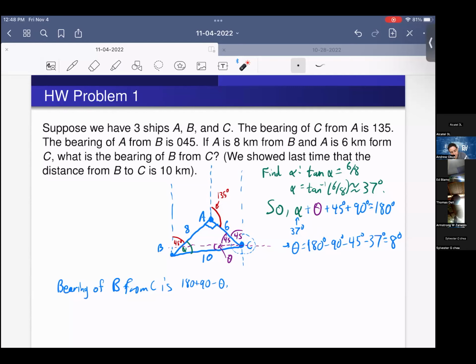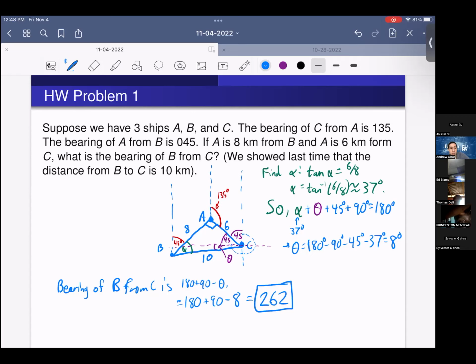Well, we already have an equation though, right? We already figured out that the bearing of B from C is 180 plus 90 minus theta. So we can just plug theta in right to here. We don't need to do anything more, right? So in this case, it's just going to be 180 plus 90 minus 8, and that's going to be 262, which is going to be the correct bearing.